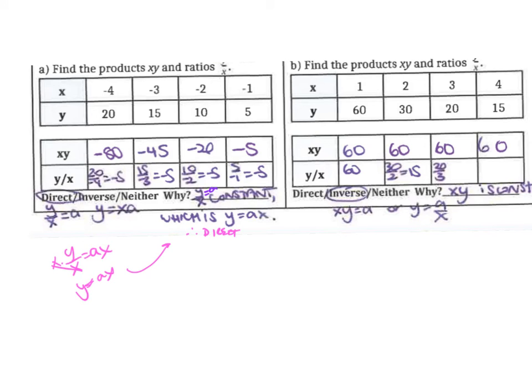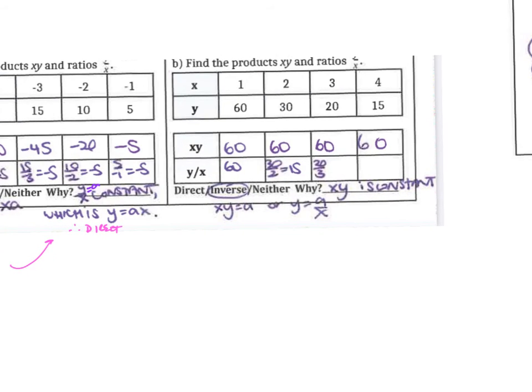Here we have x times y is constant, so x times y equals a is constant, and then we solve for y to help us identify the equation. So that is y equals a over x, therefore this is inverse variation.